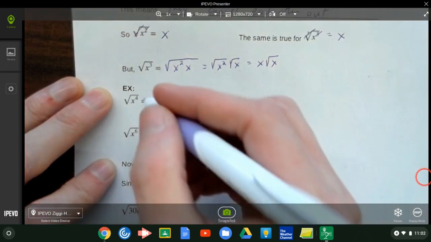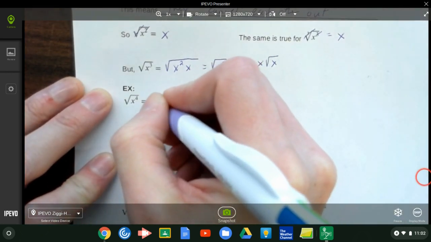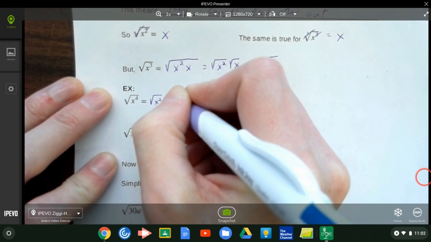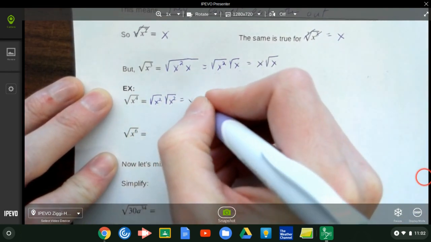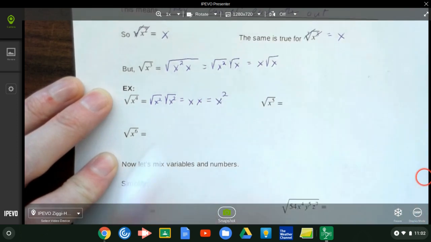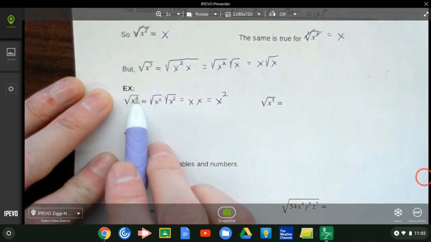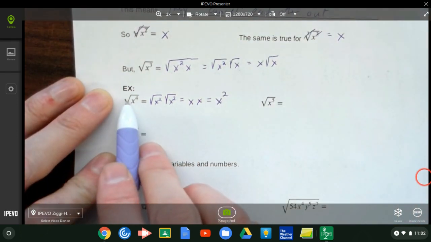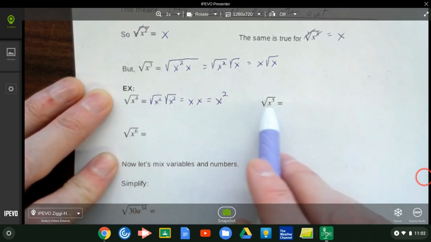Square root of x to the fourth. Well, that could be x squared and x squared, which is just x times x, which is x squared. So if you've got an even exponent, you can divide. It's kind of a little secret.